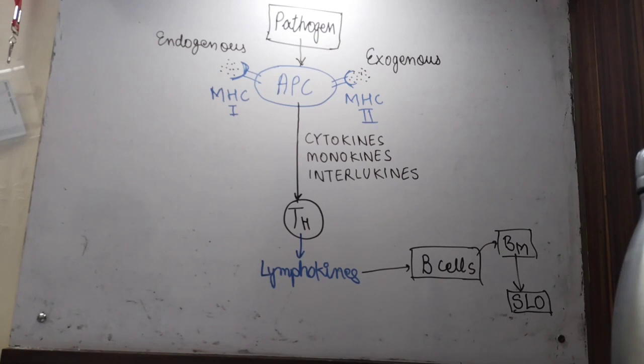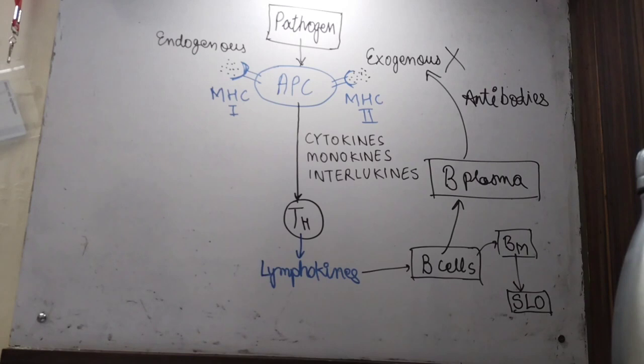The B memory forms a memory so that if there is a second interaction with the same pathogen, the lag phase, the APC contacting T helper cells, will not happen, and our immune system will directly and quickly respond to the pathogen.